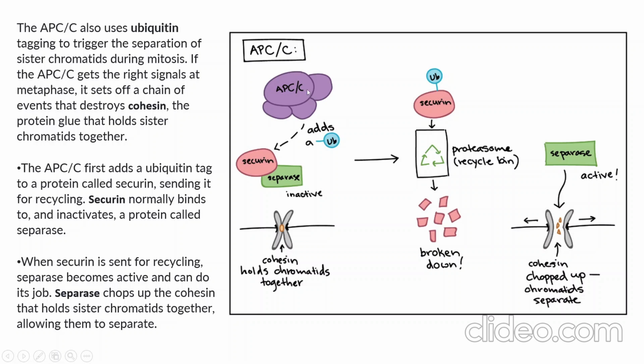So what does APC do once it's been activated? It adds a ubiquitin moiety to the securin, and that targets it for degradation. So now securin is out of the picture. So separase is active and it can go and chop up cohesin, which is one of its substrates. And once cohesin is chopped up, there's no glue holding these guys together anymore. So the chromatids can separate. So this is one very important function such that the cell can go into anaphase.